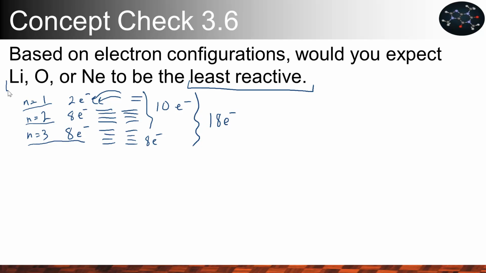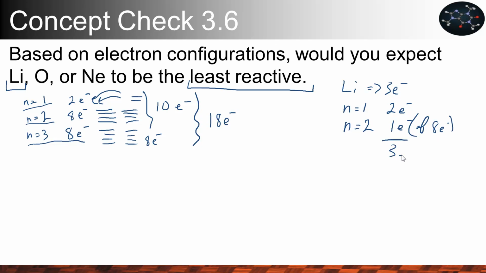So if I look at lithium, and it's neutral, lithium from the periodic table has 3 electrons, it's the third element. So that means it has 2 electrons at the first level. And at the second level, it has 1 electron of a possible 8 electrons. Okay, so that accounts for all 3 electrons. Does this have a completely full outermost orbit of electrons? No. Not going to be the most stable then. Okay, so how about oxygen?